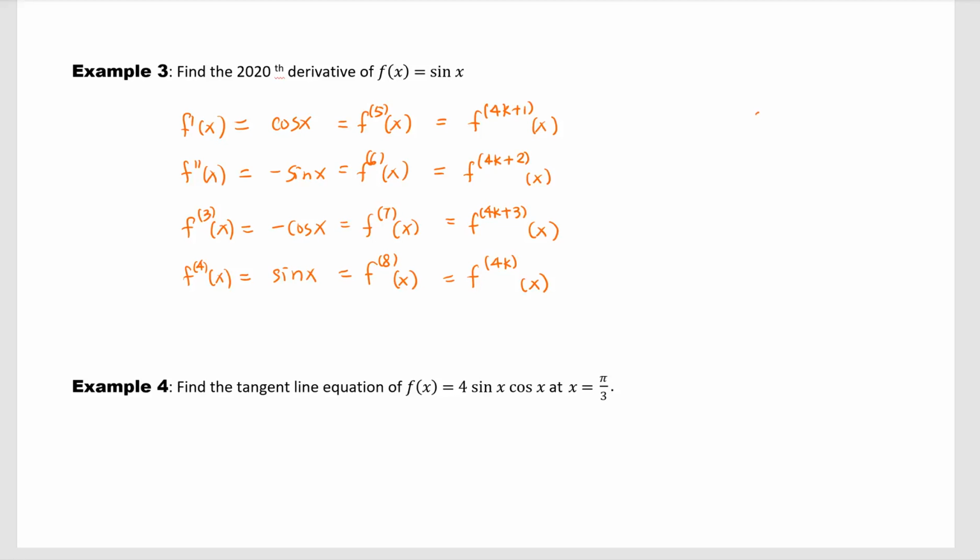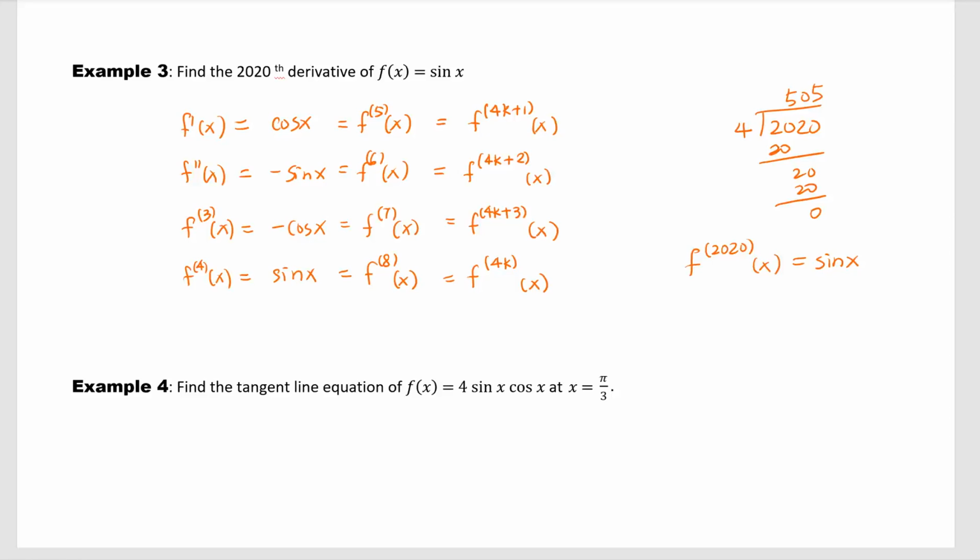Okay, so right now, we just need to see what is 20/20? Well, 20/20, we want to divide it by 4. What is the remainder? If remainder is 1, then we are here. If remainder is 2, we're here. Remainder is 3 here. Remainder 0 is here. So 20 and then 20, 5, right? The remainder is 0. So the 20/20 derivative of sine x is gonna be just sine x. So far, so good, everybody.